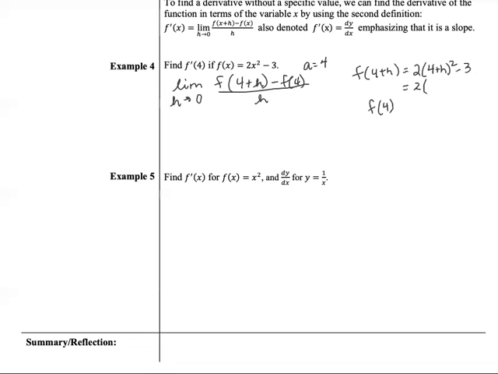2 times 4 plus h squared is 16 plus 8h plus h squared minus 3. I'm going to give myself a little bit more space. Equals 16 times 2 is 32 plus 16h plus 2h squared minus 3. Putting it into descending order, that's 2h squared plus 16h plus 29.